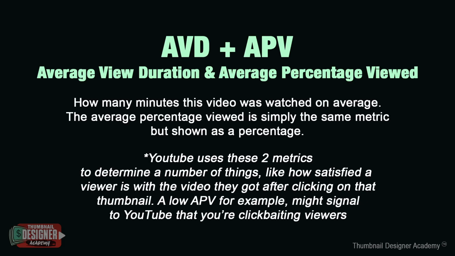So YouTube uses these two metrics to determine a number of things. And I will give you a simple example here. So let's compare two different situations. Let's compare a 15-minute tutorial and a 4-minute tutorial about the same exact topic. So let's assume that the longer one, the 15-minute tutorial, gets a 3-minute watch time on average. So from all those 15 minutes, people watched only 3 minutes. That's a 20% average percentage viewed.